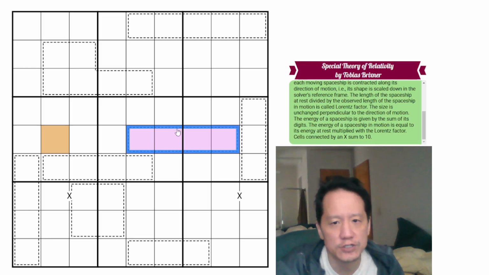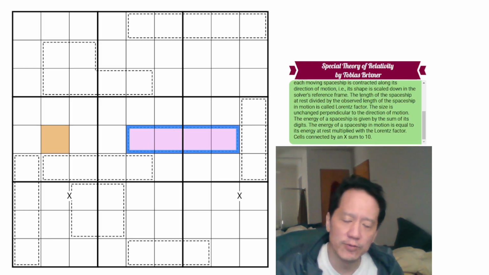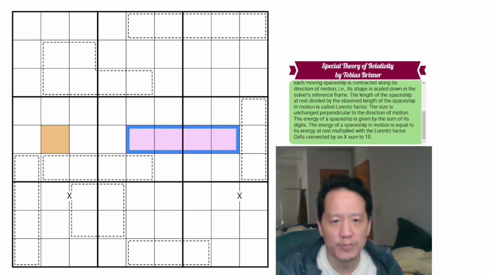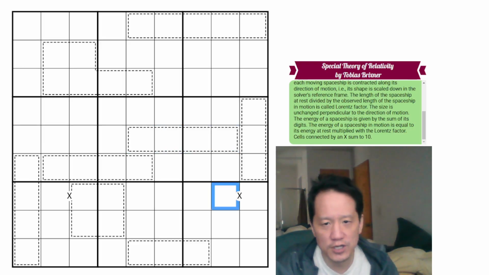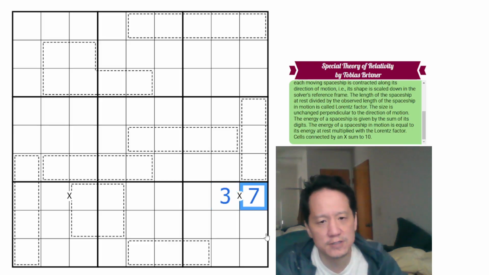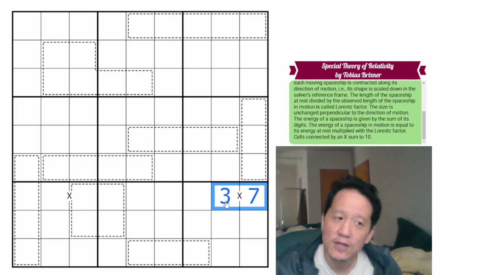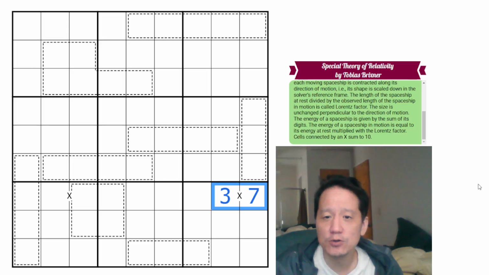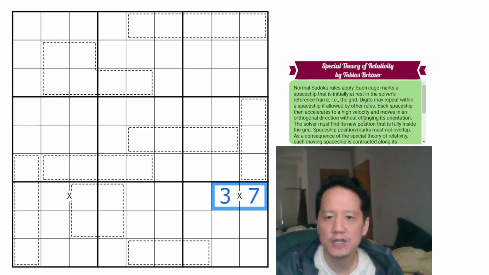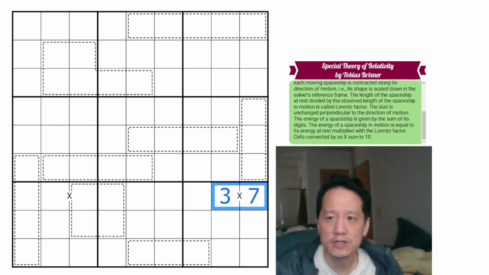That's actually very interesting. And then finally, we have the final rule, which is cells connected by an X sum to 10. So for example, if this were a 3, this would have to be a 7 to add up to 10. Pretty crazy rule set, actually, I must say. Anyways, those are all the rules. If you'd like to play along, there's going to be a link in the description. And now, I'm going to get started.